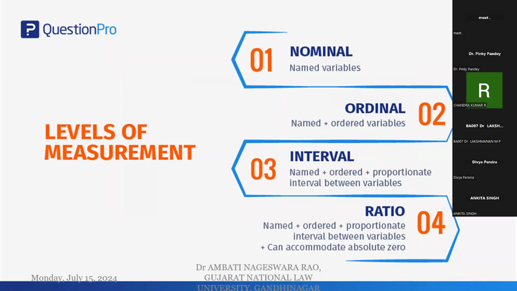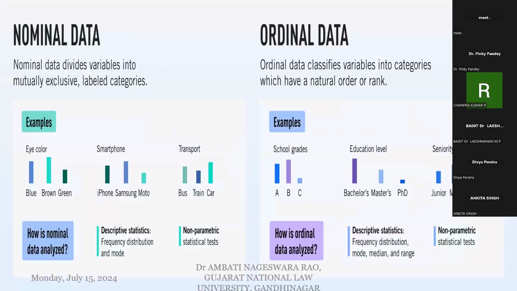Now, when it comes to interval data, in addition to naming and ordering, we are also going to look at intervals between the variables. So we are going to have some class intervals. One can quantify it, and you can also come up with some proportions. Whereas ratio data, with naming, ordering, and proportioning of variables, can also accommodate absolute zeros.